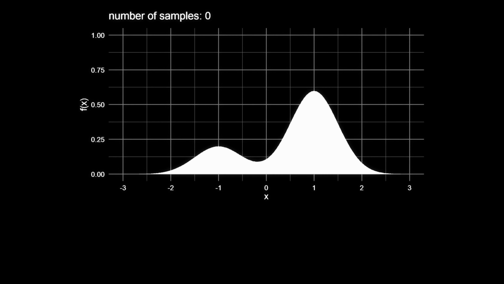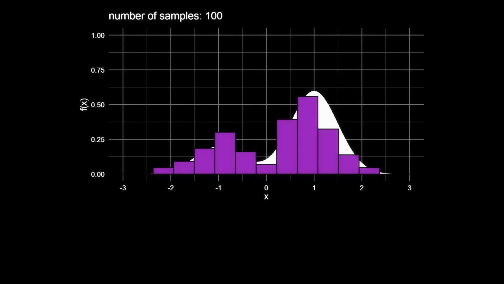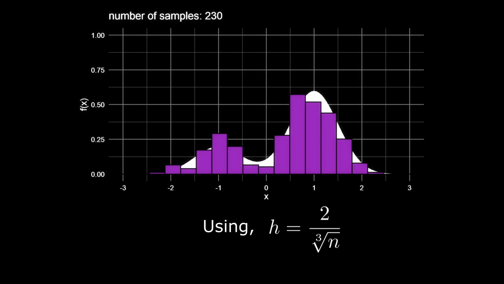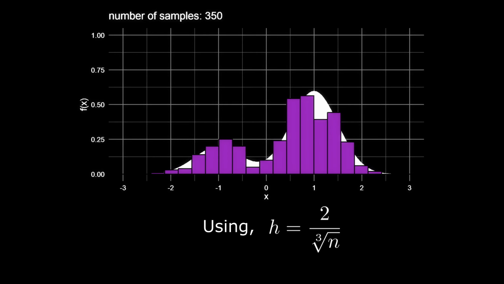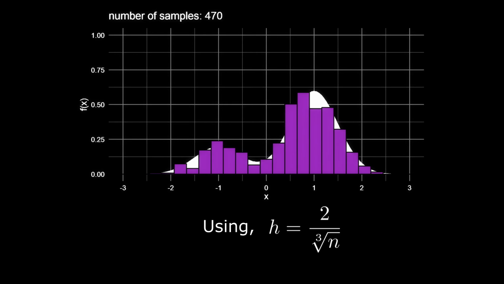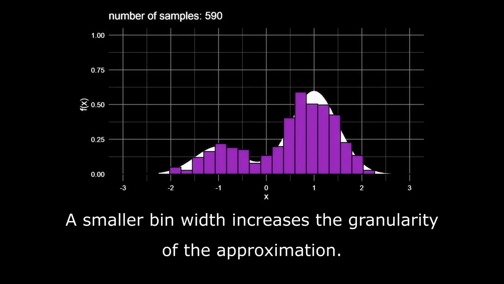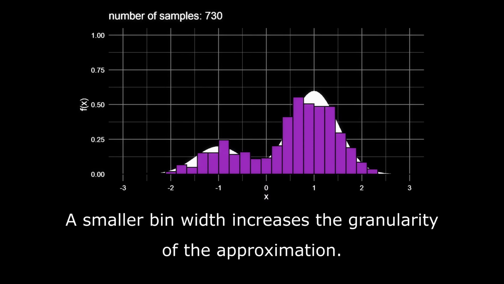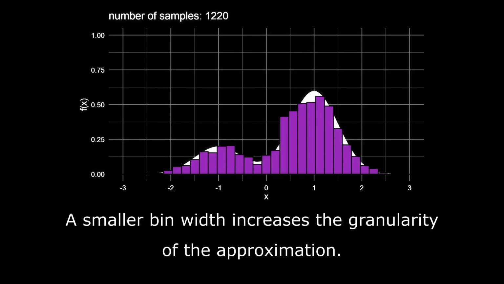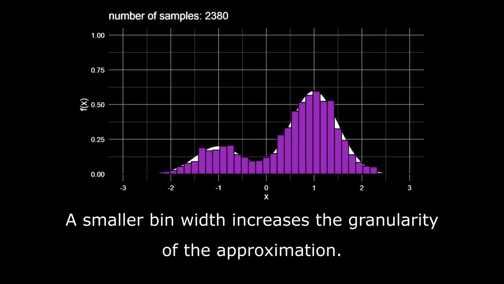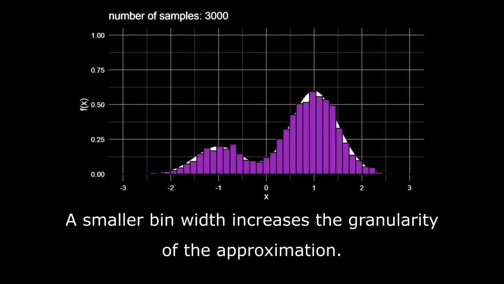In this animation, a histogram is updated 10 samples at a time. For each update, the bin width is recalculated according to the Freedman-Diaconis rule. As the sample size grows, so does the number of bins. This produces an accurate reconstruction of the two-part normal mixture filled in white, used to generate the data.